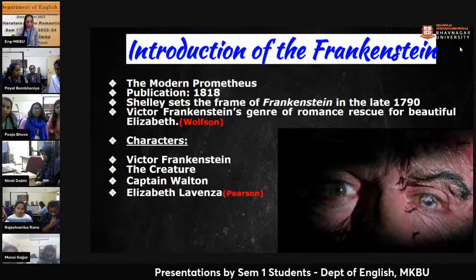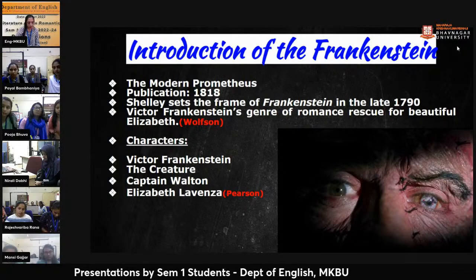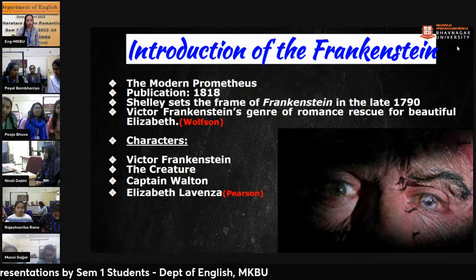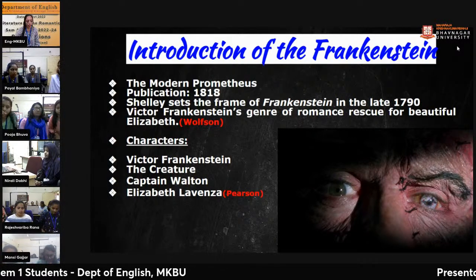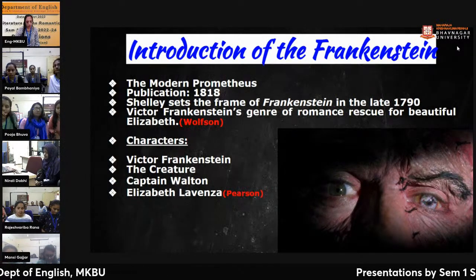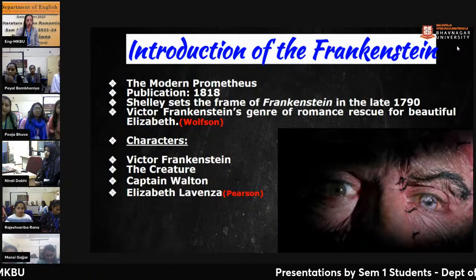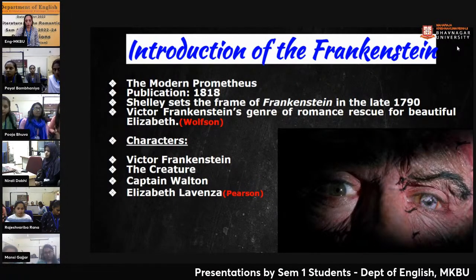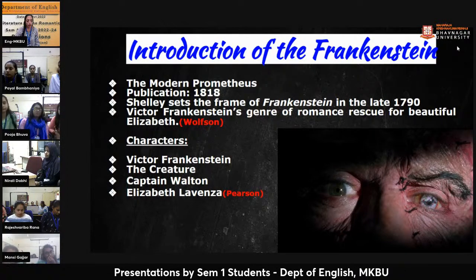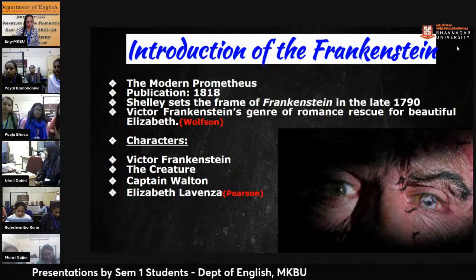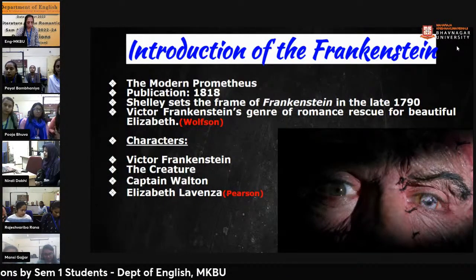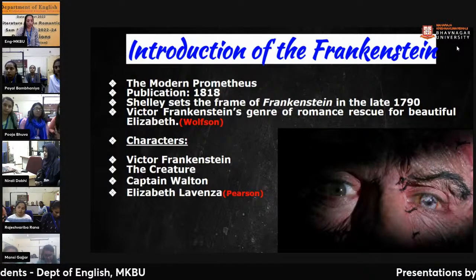I described the characters. The first one is Victor Frankenstein. He is a protagonist of this novel, and the second main protagonist of this novel is the creature. Then Captain Walton and Elizabeth Lavenza.